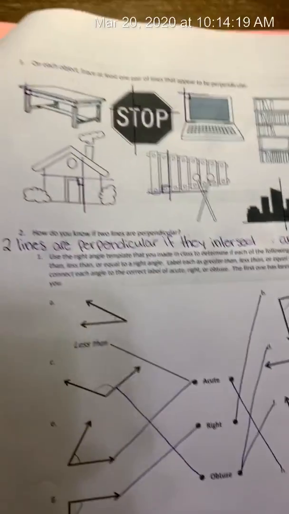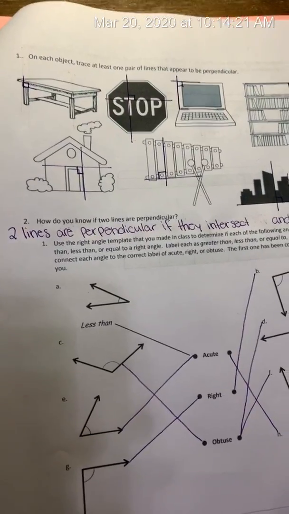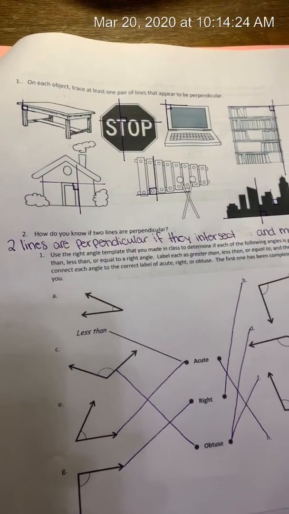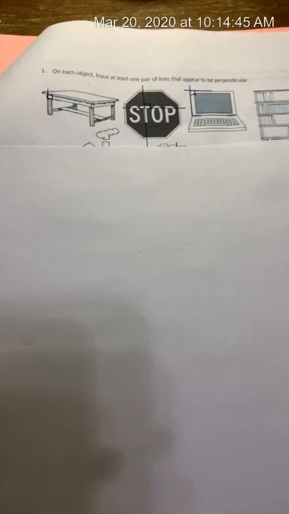All right, so number 1 says, on each object, trace at least one pair of perpendicular lines, or one pair of lines that appear to be perpendicular. So when we're talking about perpendicular lines, that's when two lines meet and create that right angle, that 90-degree angle. So here are the ones, and you might have different answers. As long as your two lines meet and create that 90-degree angle, those would work.